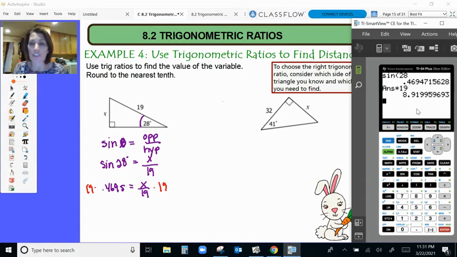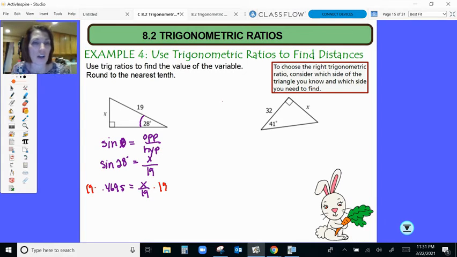Now usually at this point, this is when we're going to round to the nearest tenth. Not with our trig ratio. We always round our trig ratios to 4 places, but now we're finding our length, which is going to be approximately, was it 8.9? I can't even remember what I saw.